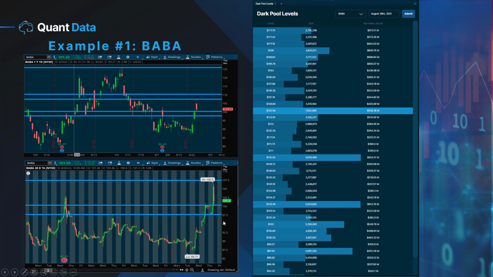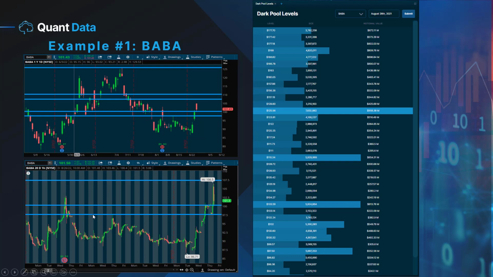become a support. So using this example, you can see that on the breakthrough, that previous resistance level became a new strong support level, and we can expect it to retest that level, as I mentioned, and potentially bounce off of it in the future. And this is just one example of how dark pool levels can be used, right?